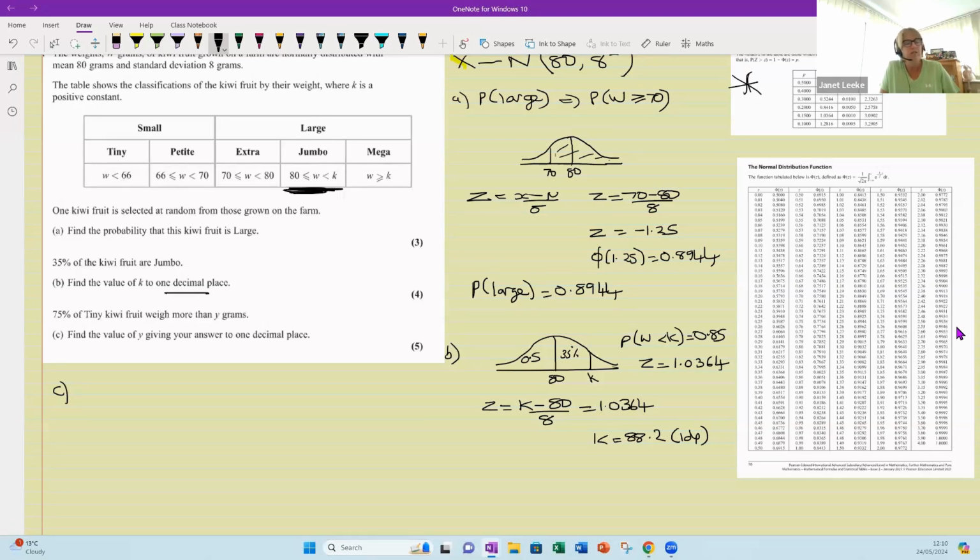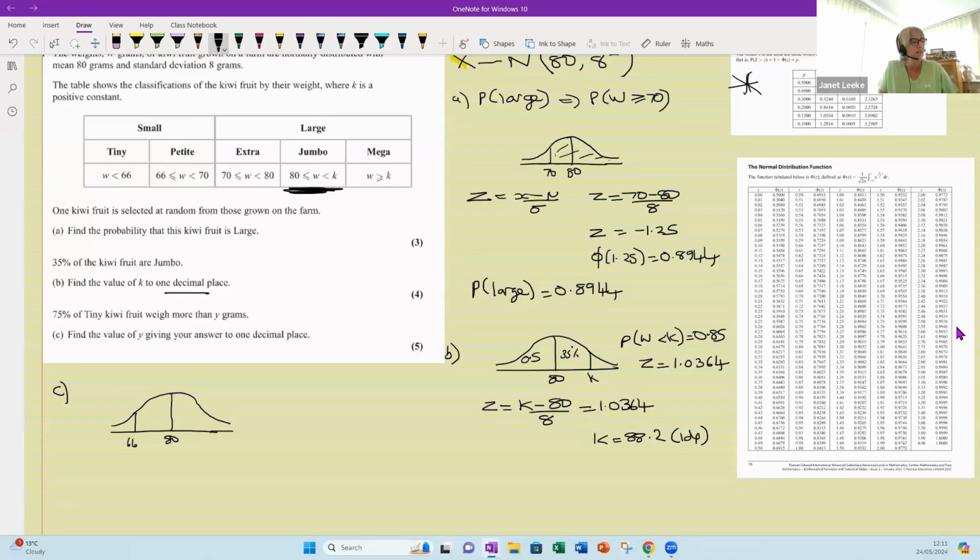It says 75% of tiny kiwi fruit weigh more than Y grams. Now, you might not see this straight away, but this is conditional probability. It's basically saying that given that we're looking at tiny fruit, the probability of being greater than Y is 75%. So let's put that into a diagram. So there's my 80 again. So here's my tiny down here. Now I know the tiny is from 66 downwards.